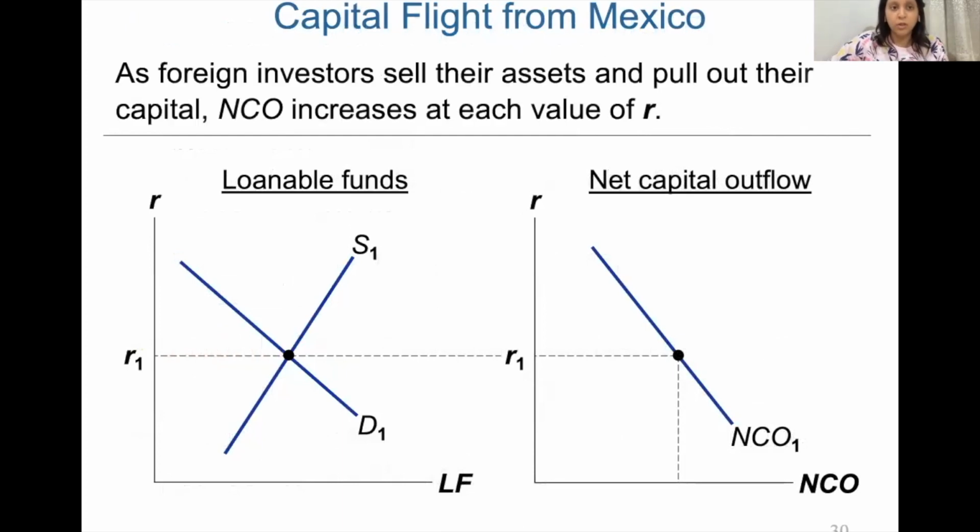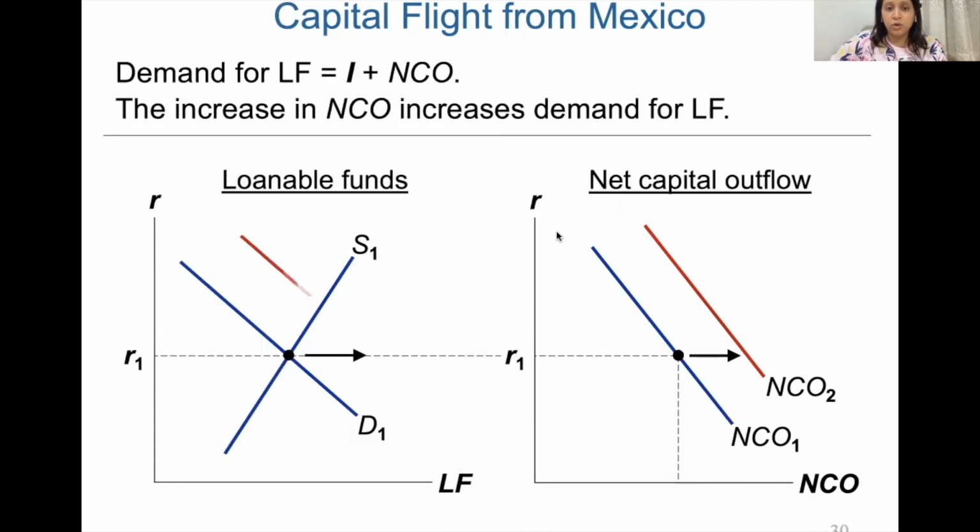So capital flight from Mexico. Here foreign investors sell all their assets and pull out the capital from the country. So in Mexico, when people are selling off their assets, your NCO rises, because as a Mexican citizen you are buying more than people are buying from your own country, since people now don't want to hold Mexican assets. So your NCO increases at each value of R. Here the NCO curve shifts towards the right in the net capital outflow diagram.